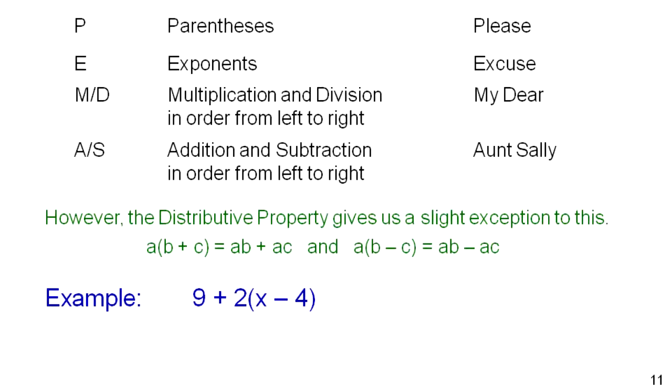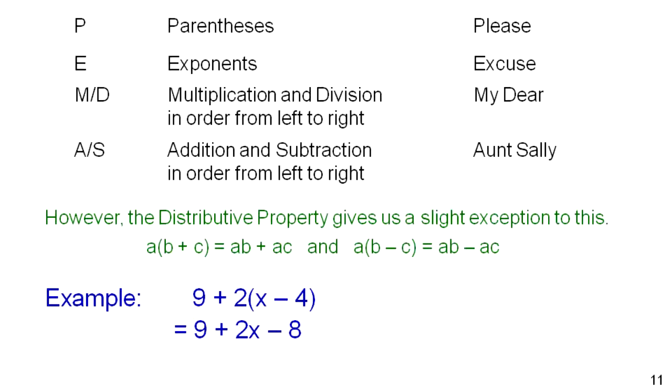When they see this problem, many people try to add 9 plus 2 and then distribute the 11 to the x and the 4. However, the order of operations tells us that we cannot do this. The order of operations tells us that we must multiply and divide before we add or subtract, and so we must begin by distributing the 2.